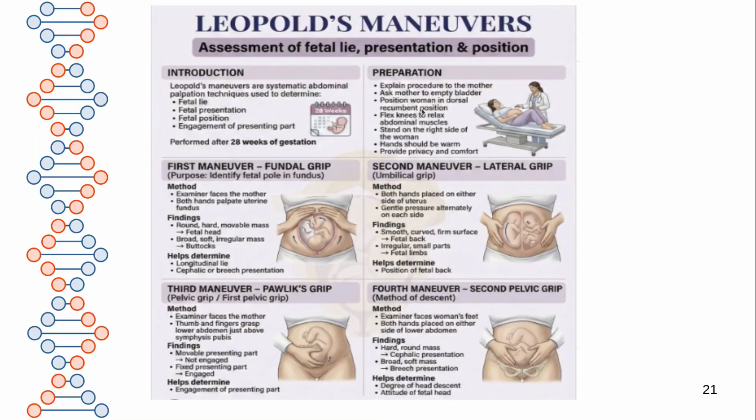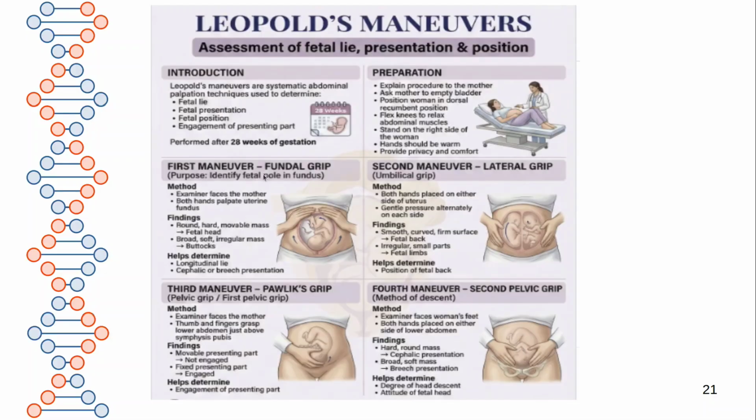Position the woman in dorsal recumbent position, as you can see in the picture. Ask the mother to flex the knees so that she will be relaxed and her abdominal muscles will be relaxed. Stand on the right side of the woman. Then hands should be warm, so before touching the mother's abdomen, rub your hands, then touch the abdomen. Provide privacy and comfort, a very important aspect.